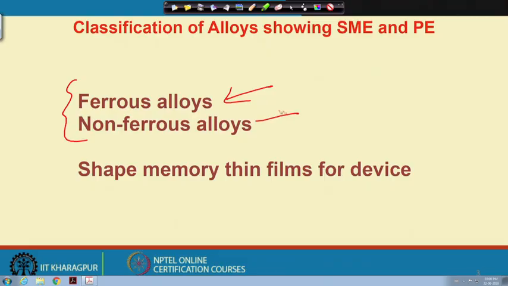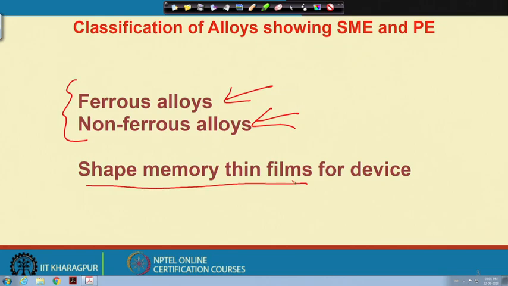However, these are the bulk alloys, and there are also some other processing techniques where people deposit some of these elements which make this shape memory effect after alloying. Let us say nickel and titanium together they deposited or co-deposited on a substrate, and such a thin film of a few micrometers they are used for making devices. And so, we basically call those thin films shape memory thin films for devices.